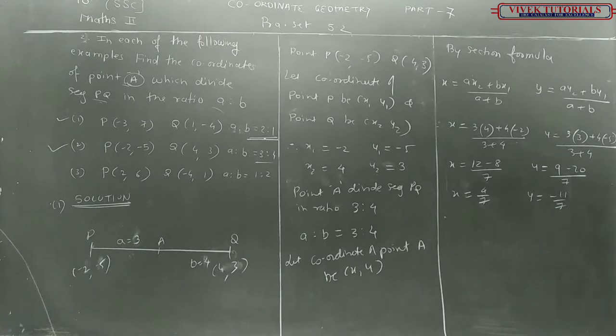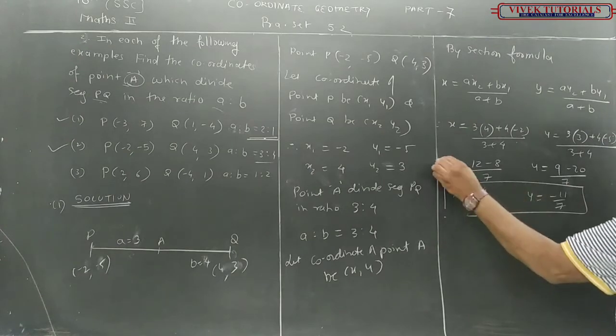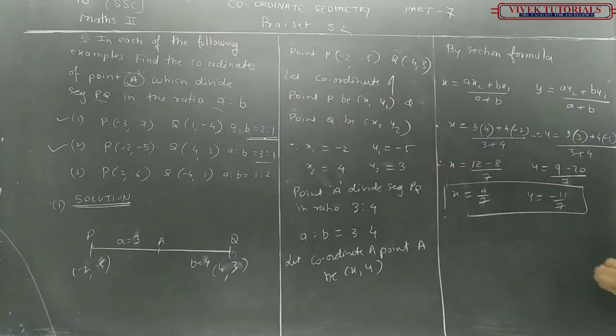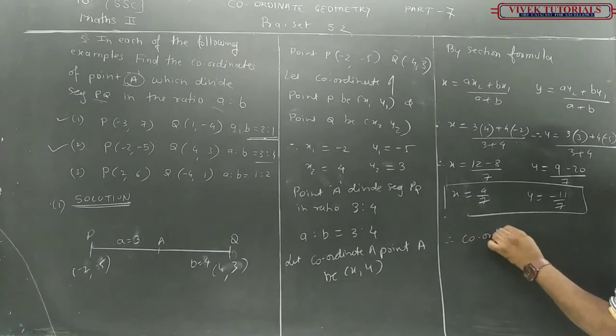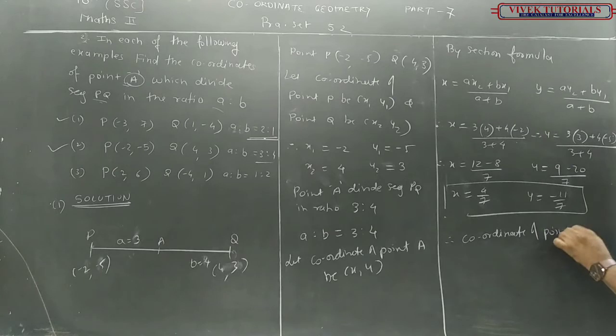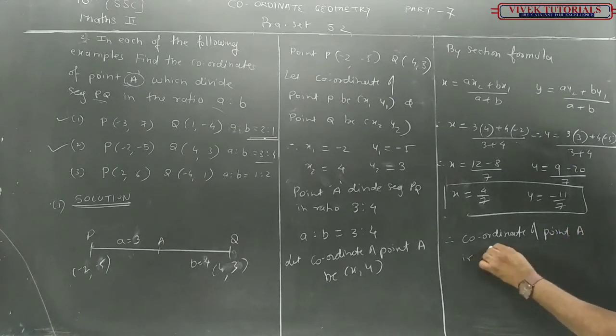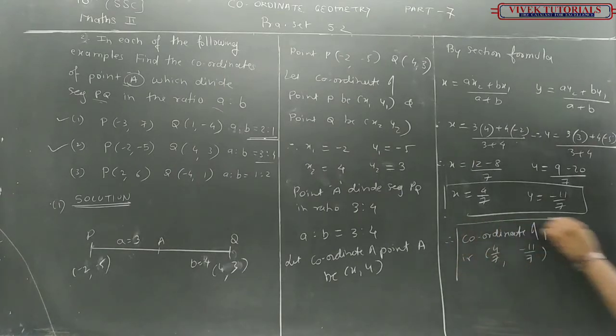Okay. So this is the final answer of it. Put the therefore sign properly, and what you are going to write then? Therefore, coordinate of point A is 4 upon 7 and minus 11 upon 7, which you are going to put in a box, and that is your final answer for the second question.